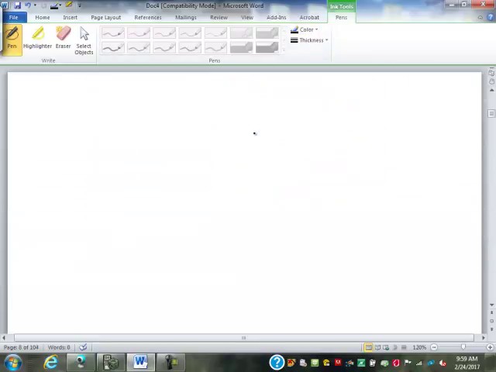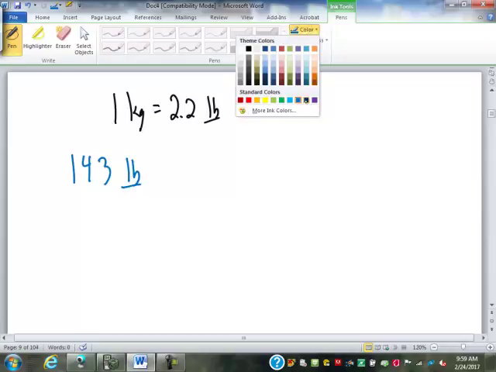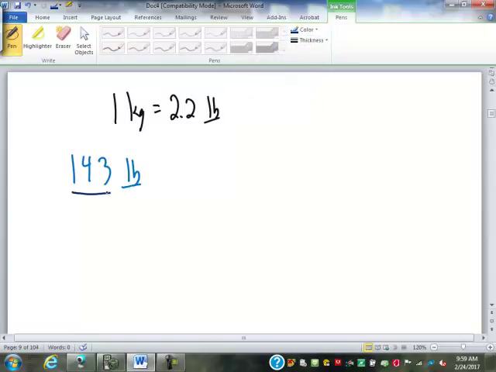The most common conversion you will have to make between metric and standard is, of course, 1 kilogram equals 2.2 pounds. And generally, it's going to be going from pounds into kilograms. You have a patient who comes in who states that they are 143 pounds. Well, we are going to put that over 1 so that we can convert them to kilograms.